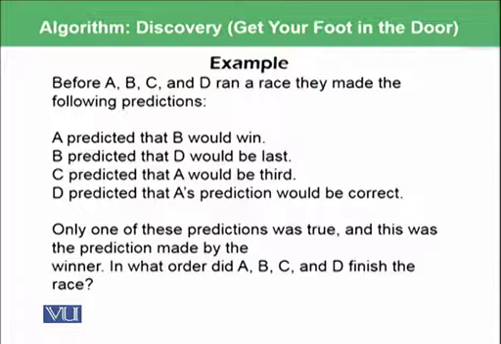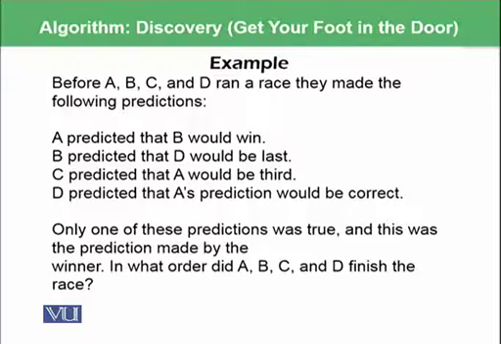For example, there are 4 people who are going to start a race, and all of them have made some predictions. Person A has predicted that person B would win. Person B has predicted that D would be last. C predicted that A would be third, and D predicted that A's prediction would be correct. As soon as they finished the race, the findings were: only one of these predictions was true, and this was the prediction made by the winner.